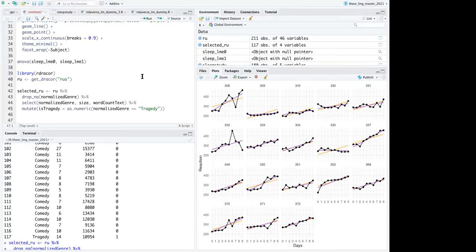I'm struggling with the code, so could you copy the code in the chat? Yeah. I get some errors.